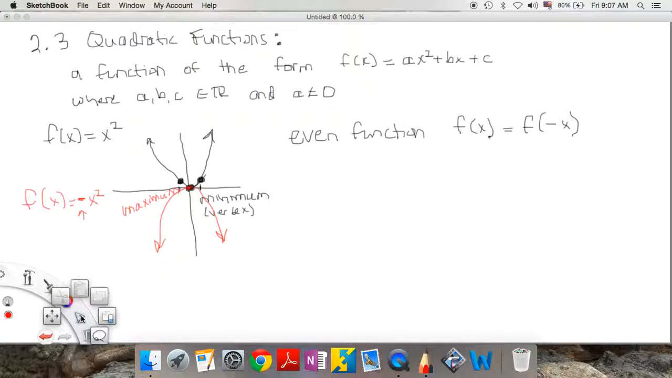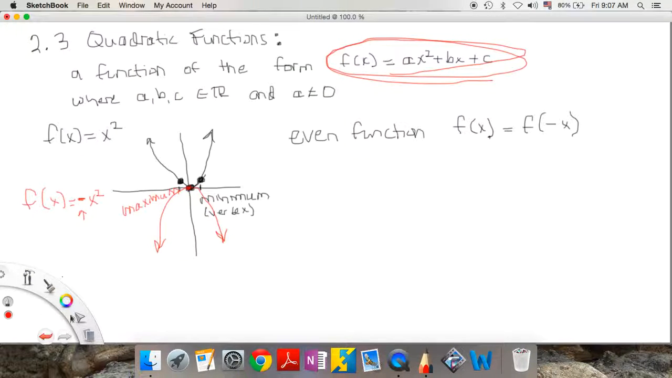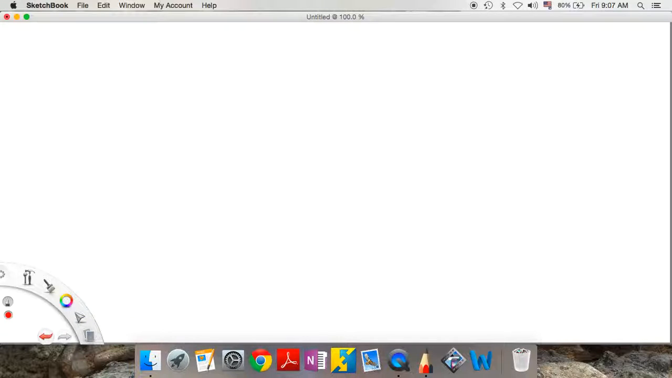Now, while this is our general form, just like with lines, the general form doesn't help us much. So we have a standard working form. Our f of x equals a times x minus h squared plus k. Make sure you pay attention to those signs. It's x minus h and plus k. Okay, x minus h squared plus k.